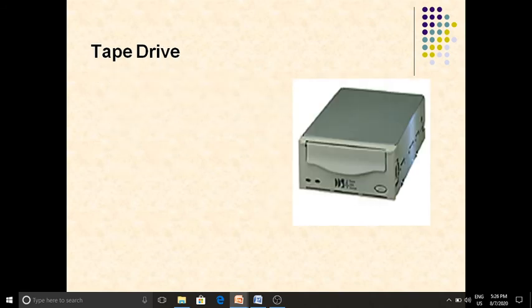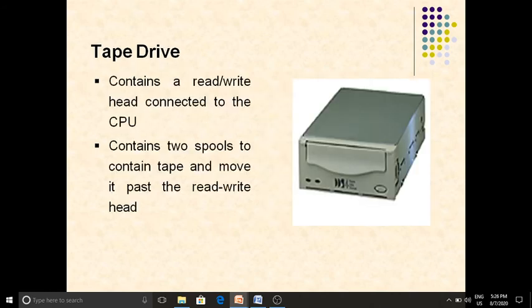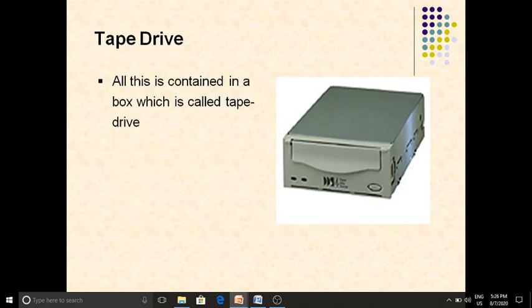So we have seen the tape drive. A tape drive contains a read write head connected to the CPU. You can see inside the box. It contains two spools to hold the tape and move it past the read write head. This is a box, he is saying. It contains a read write head connected to the CPU. It contains two spools to hold tape and move it past the read write head. This is about the tape drive.